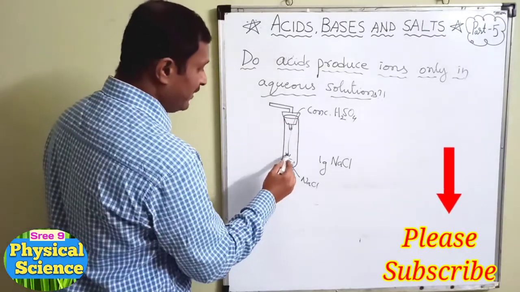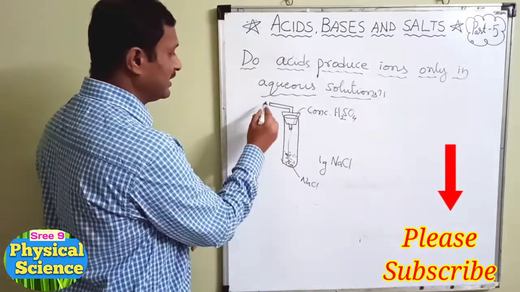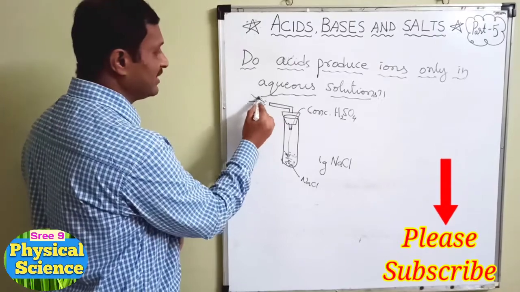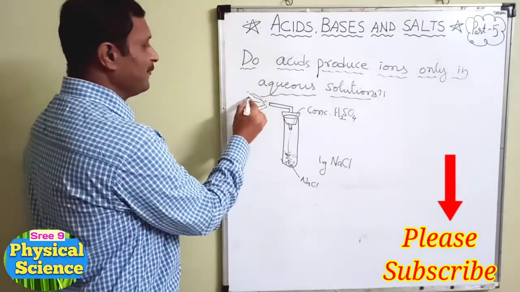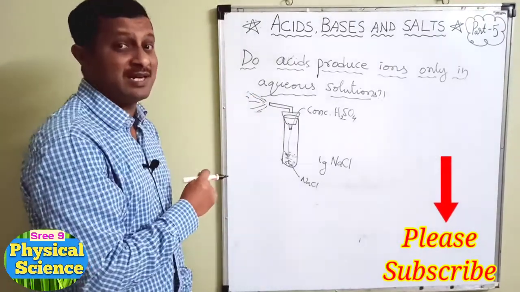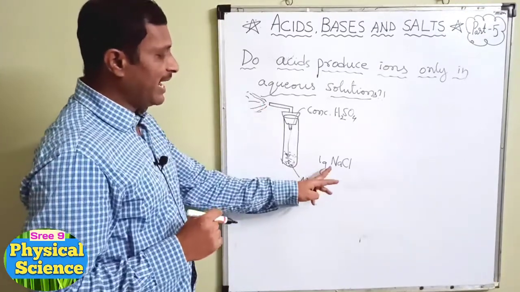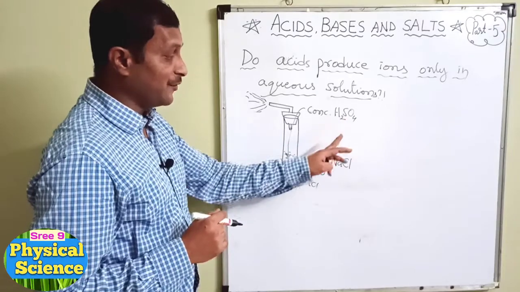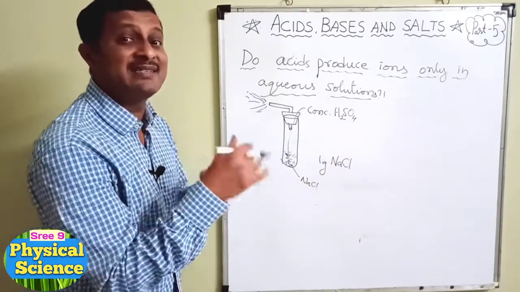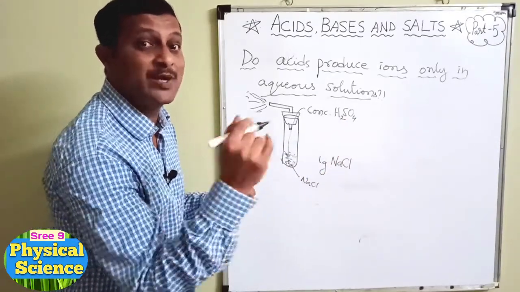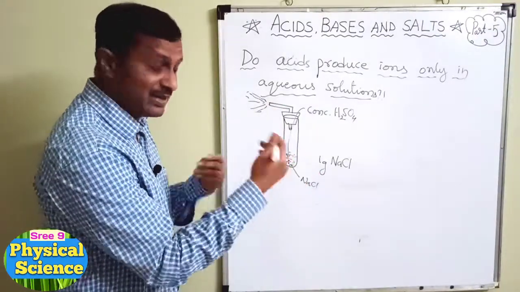Now we will observe that some fumes are coming out from the delivery tube. It means that when we add concentrated sulfuric acid to sodium chloride, a gas is produced. Let us see what that gas is by writing the chemical equation.